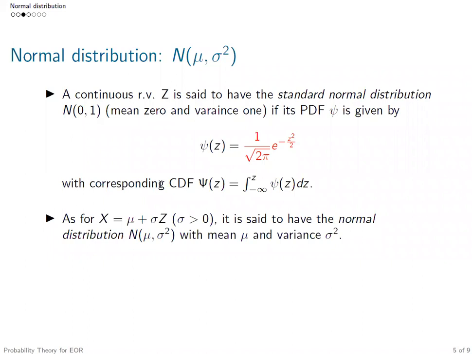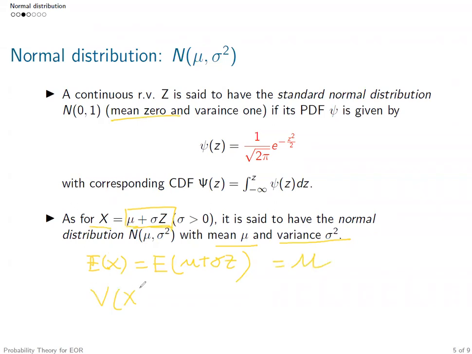Well, if we consider this location-scale transformation, let's say X equals mu plus sigma Z, then the distribution of X is called the normal distribution with mean mu and variance sigma squared. This is not very surprising. It's not a very surprising result because the expectation of X is essentially the expectation of mu plus sigma Z, and Z has mean 0, so it's essentially equal to mu.